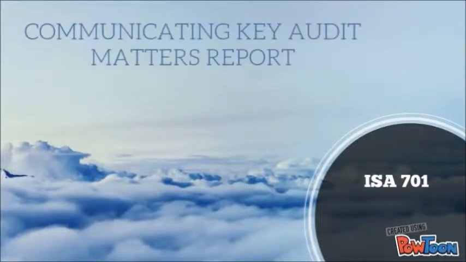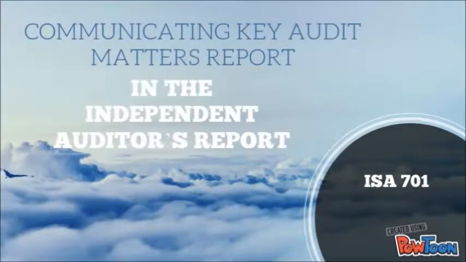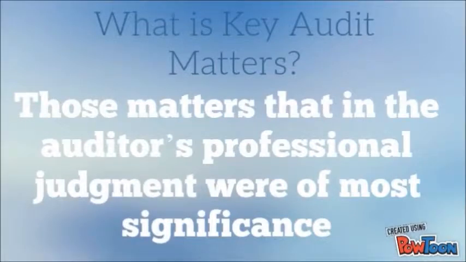Let's continue with the new ISA 701, Communicating Key Audit Matters in the Independent Auditor's Report. In this presentation we will highlight the key aspects of the new ISA 701 that deals with the auditor's responsibility to communicate key audit matters in the Independent Auditor's Report. Key audit matters are those matters that, in the auditor's professional judgment, were of most significance. The communication of key audit matters in the auditor's report is intended for the auditor to highlight information about matters of most significance in the audit.